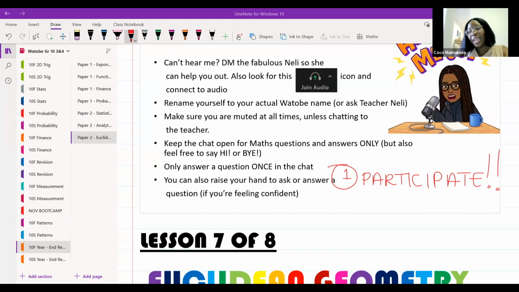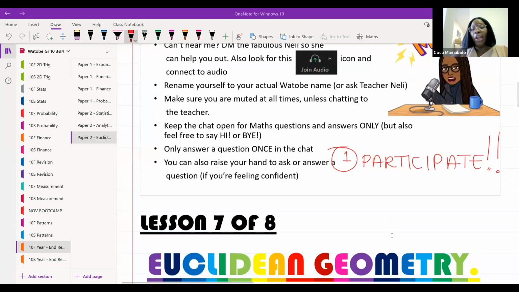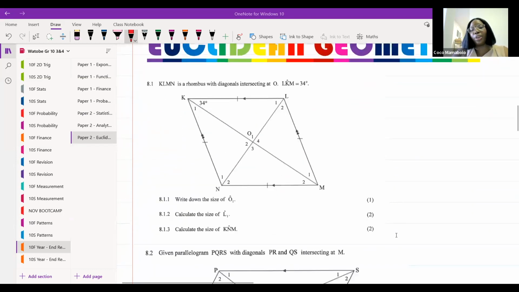All right, we're going to take our time today just so we can all remember exactly what it is that we need to know in terms of quadrilaterals. And we're hopefully going to answer these questions in a nice, timely manner. All right, okay, here's our first question.